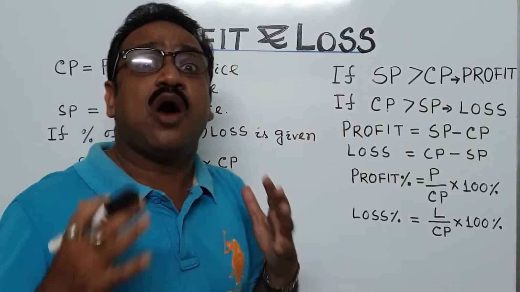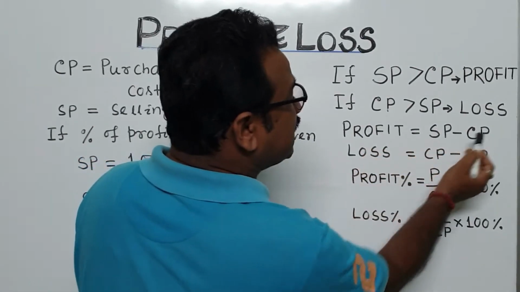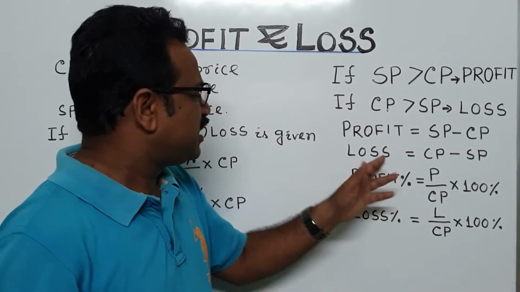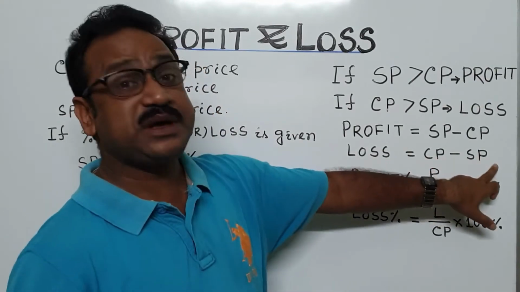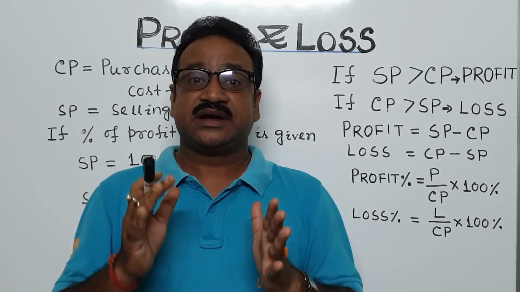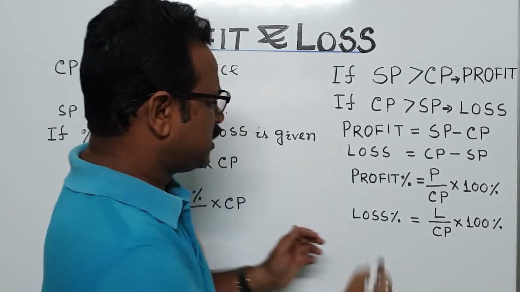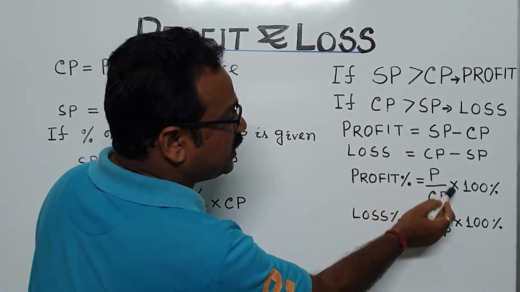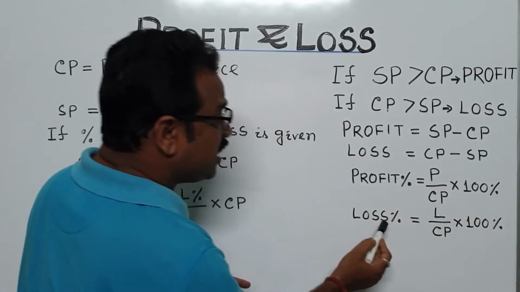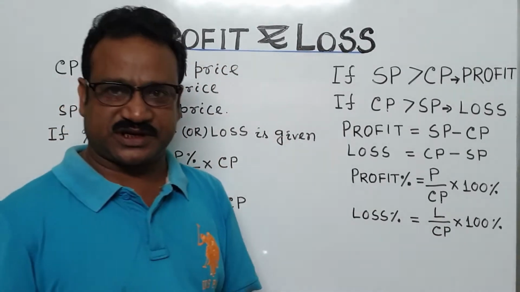So how will we get profit? Profit is SP minus CP. I have already written it. Then loss is equal to CP minus SP. Then how much percentage of profit and how much percentage of loss, how can you find out? Profit percent is equal to profit by CP into 100%. Loss percent is equal to loss by CP into 100%.